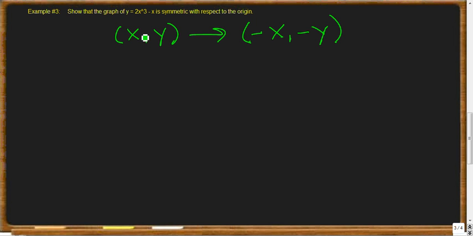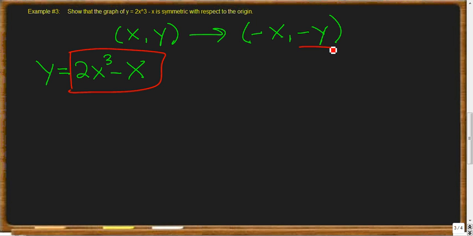So we already have a relationship that says that y equals 2x cubed minus x. What this means is that if I plug in a negative x into this, instead of x, I use a negative x in place of these, I will get a negative y out. And if that occurs, then I have symmetry with respect to the origin.